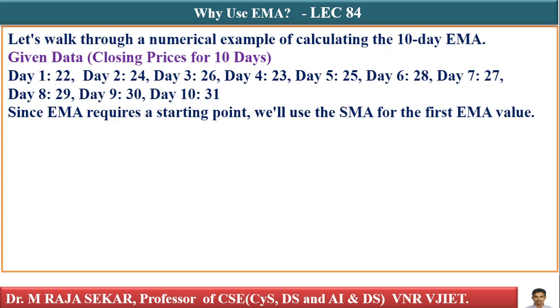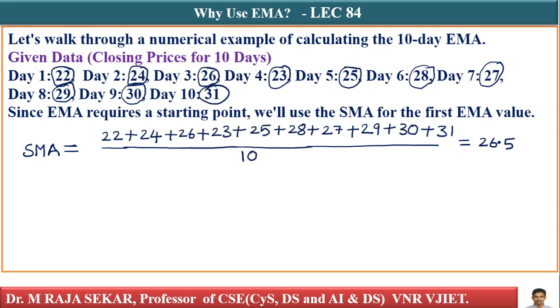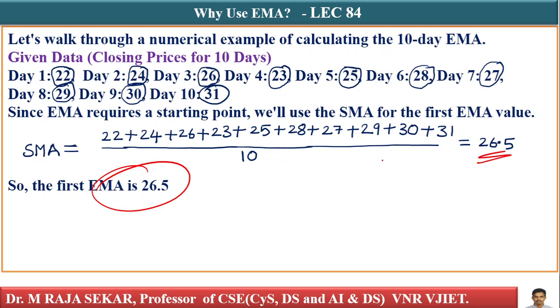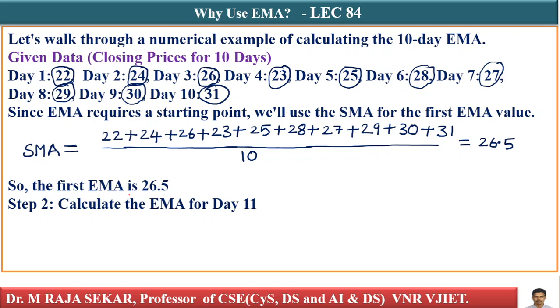Since EMA requires a starting point, we will use SMA for the first EMA value. How can I calculate SMA? We know how to calculate. I am adding all the closing price data for 10 days and dividing by 10. Therefore, I am getting 26.5. This is the SMA value. But why are we calculating it? Because EMA requires a starting point, isn't it? We will use SMA for the first EMA value, meaning the SMA value is the first EMA value. That's what it says. Your SMA is 26.5. Therefore, your first EMA value is 26.5.